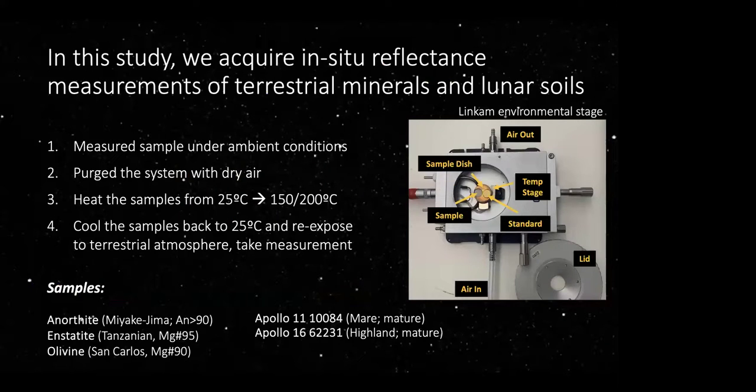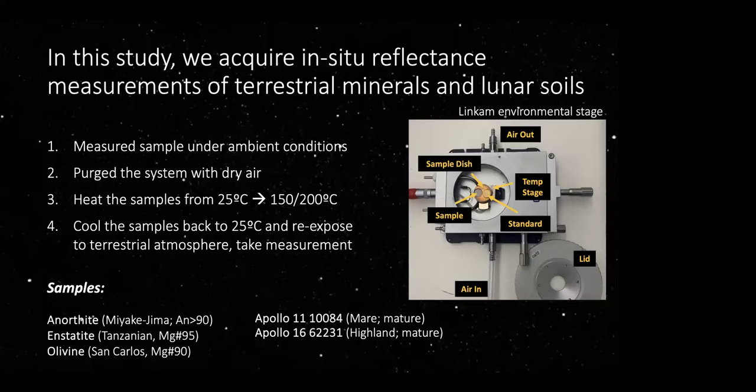So in this study, we acquired in situ reflectance measurements of terrestrial minerals and lunar soils. Our sample suite I have listed on the bottom, but we had anorthite, enstatite, olivine, a variety of particle sizes. And then we also had an Apollo 11 soil, a mature Mare soil, and then we had a mature highland soil from Apollo 16. On the right, I have just an image of what our setup looks like. So that's our Lincoln environmental stage. And that allows us to do these reflectance measurements while our samples are being heated. So we don't have to take anything in and out of the sample chambers between measurements.